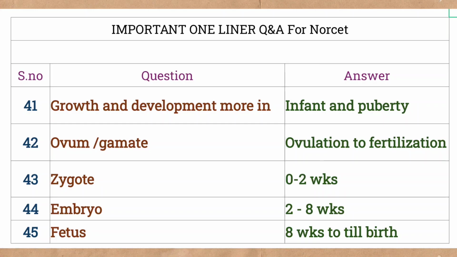41. Growth and development are more in infancy and puberty. 42. Ovum/gamete: ovulation to fertilization. 43. Zygote: 0 to 2 weeks. 44. Embryo: 2 to 8 weeks. 45. Fetus: 8 weeks till birth.